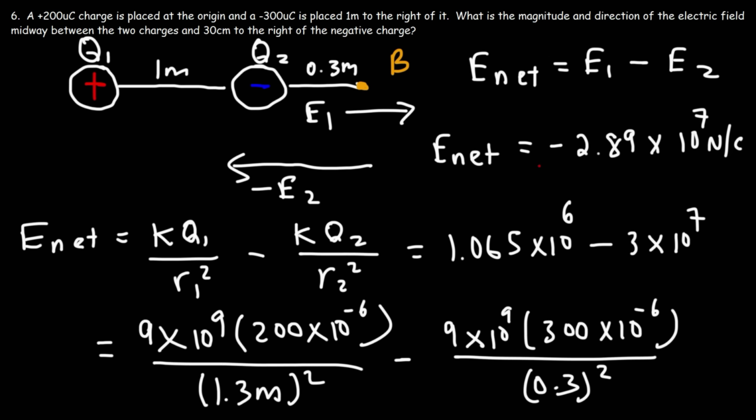So we can see why it's negative. E2 is significantly larger than E1. And so that's it for this problem.